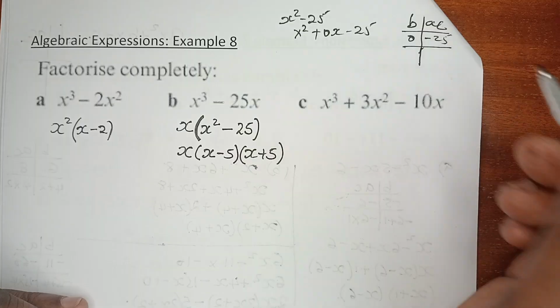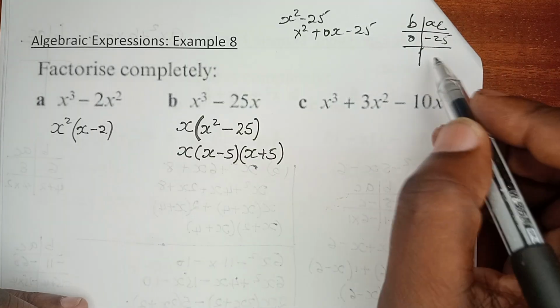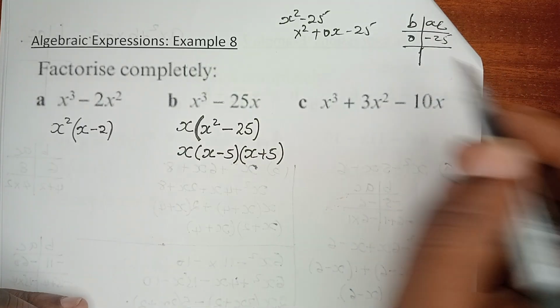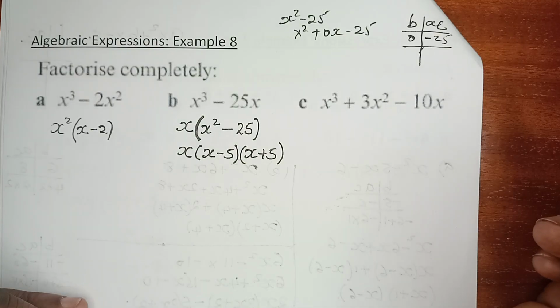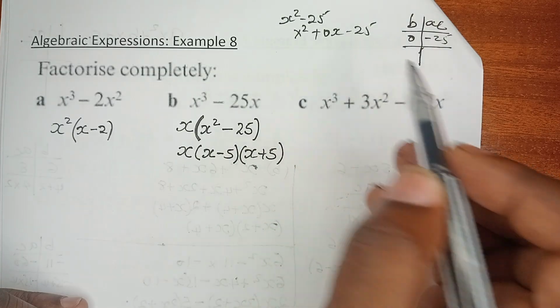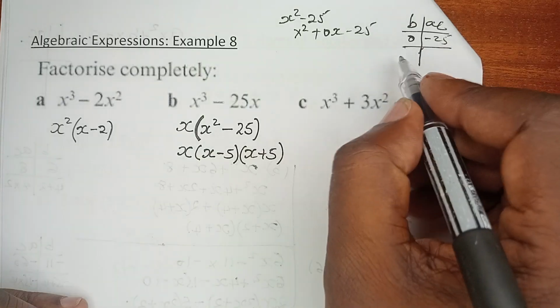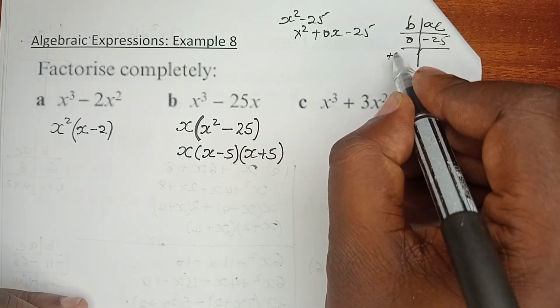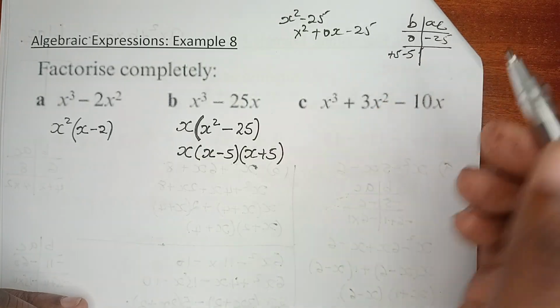Which are the two numbers that you multiply, they give us minus 25, and we add them, they give us 0. Of course, those numbers have to be the same, only that they have different signs. And numbers which are the same but with different sign, and when you multiply them, they give you 25, it's simply the square root of 25, which is 5. So we have plus 5 minus 5.